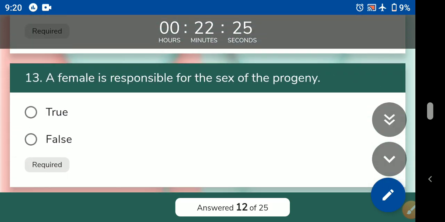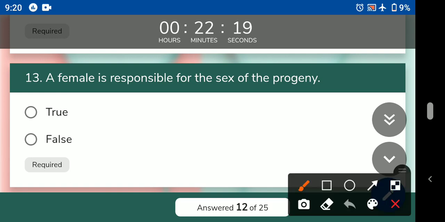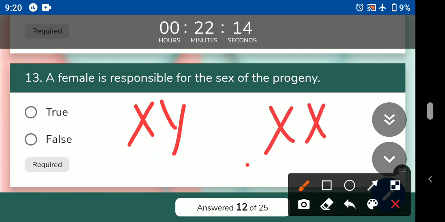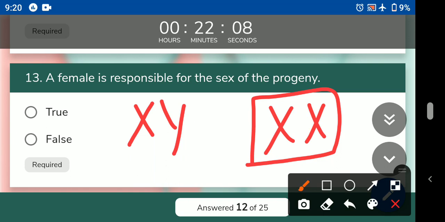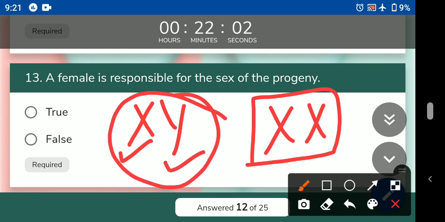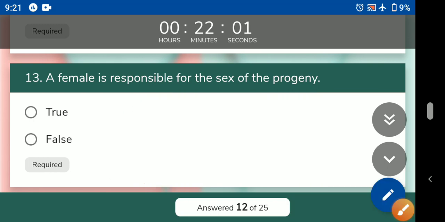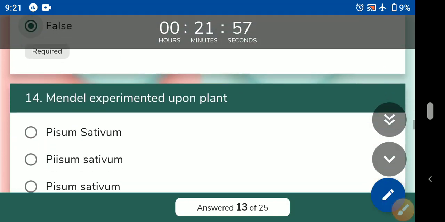A female is responsible for the sex of the progeny. No, not at all. A male is responsible for the sex of the progeny, because in any case, the female is always going to donate the X character only. It is the male who will give either the X character or the Y character, and on this it depends whether we will have a son or a daughter. So the female is not responsible for the sex of the progeny.